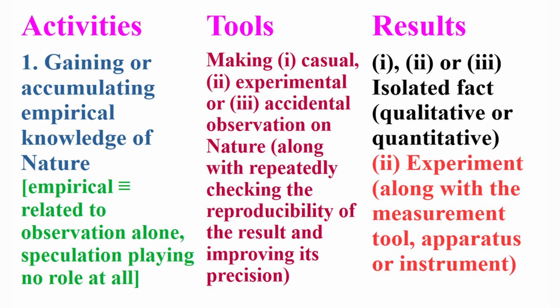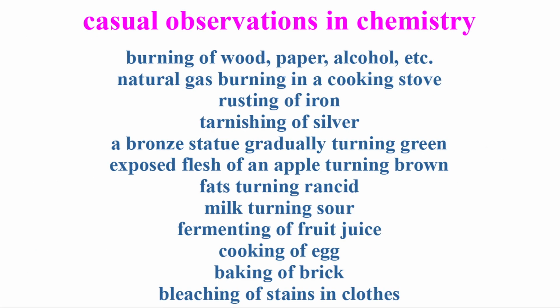In the case of a natural science such as chemistry, this crucial starting point is gaining knowledge of nature, namely its properties and behaviors. The initial tool for gaining or accumulating knowledge happens to be making casual observations on nature. Some important casual observations led to the birth of the special branch of science that we call chemistry.